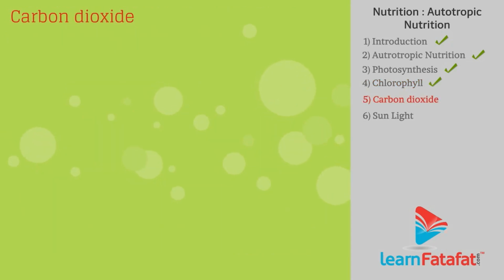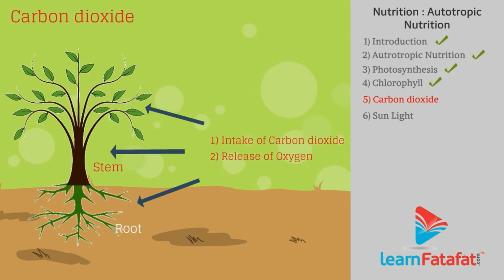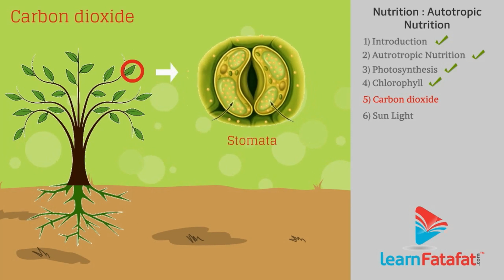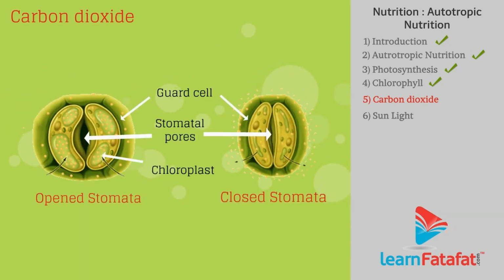Carbon dioxide. Exchange of gases, that is intake of carbon dioxide and removal of oxygen, can occur at the surface of stem, roots and leaves. Tiny pores present on the surface of leaves, called stomata, are responsible for gaseous exchange. A large amount of water can also be lost through these stomata. Hence, guard cells facilitate opening and closing of stomatal pores whenever needed.